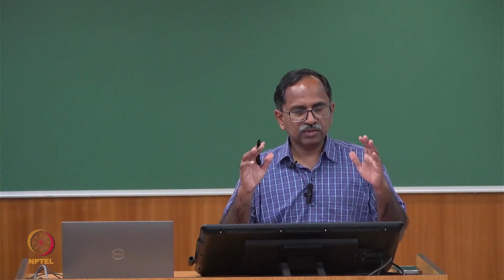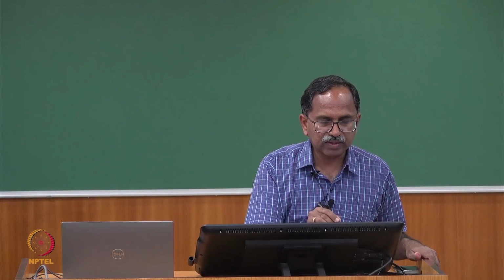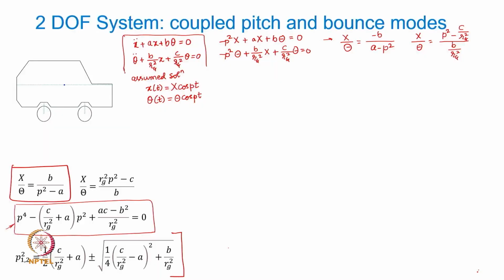You first frame the governing equations of motion based on the assumed degrees of freedom. In this case, we only assumed x and theta as the two degrees of freedom, and then using those degrees of freedom, by solving, you got these ratios which are defining mode shape, and you got the frequency equation. This is your frequency equation, and by solving this frequency equation, these are the two natural frequencies of the system.